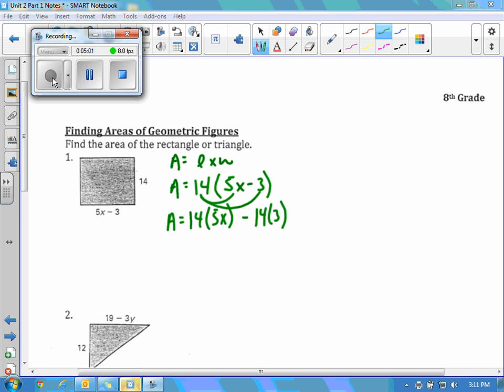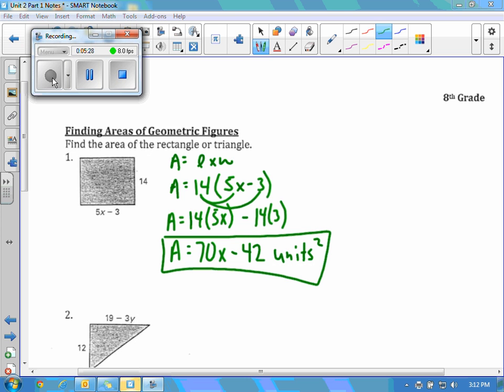14 times 5x is going to give me 70x minus 14 times 3, which is 42. So I can't go any further than that. 70x has an x, 42 does not, so I can't put them together. But since I'm doing area, I need some sort of unit, and it's got to be squared. They don't give me a unit, so I'm just going to write the word units and then make that squared. So my area is 70x minus 42 units squared.